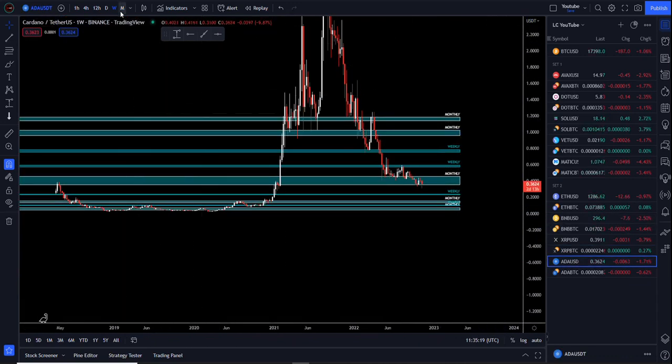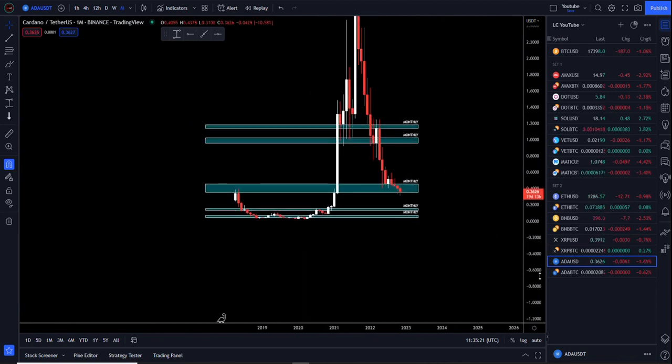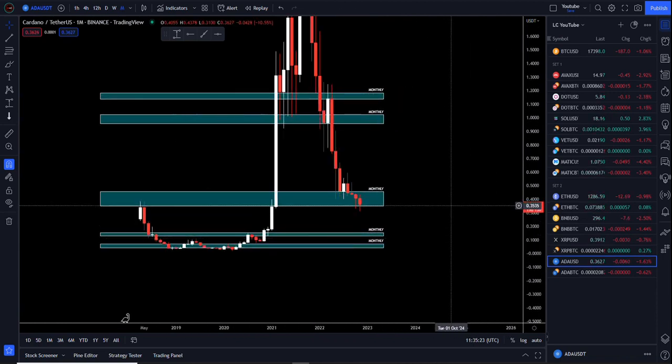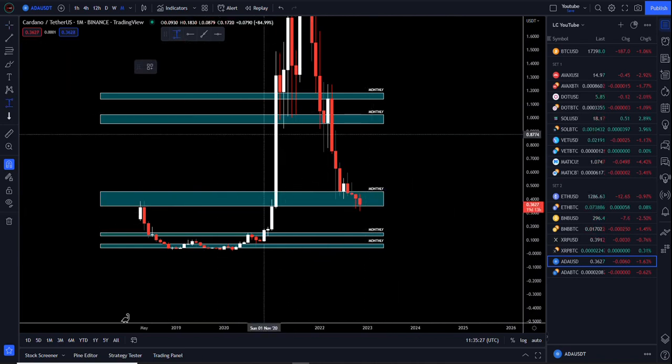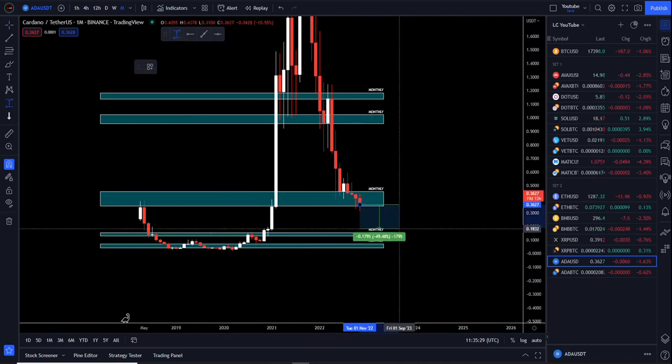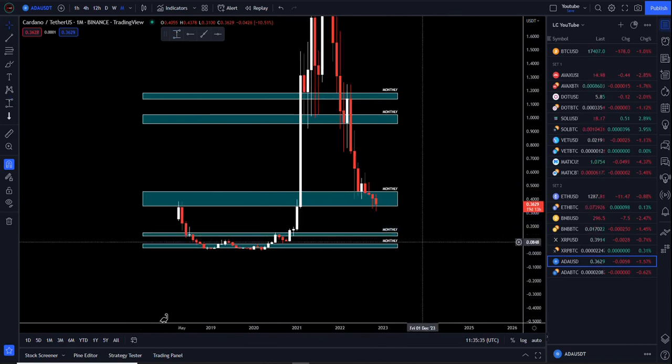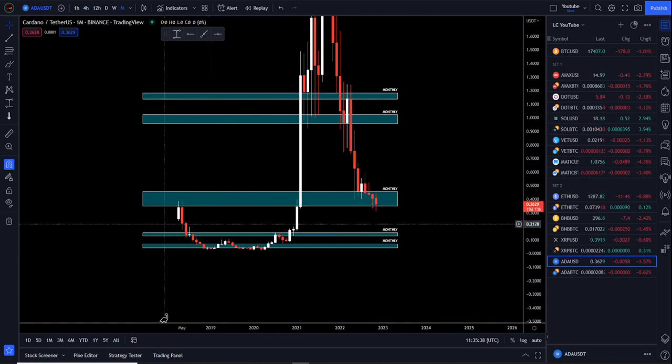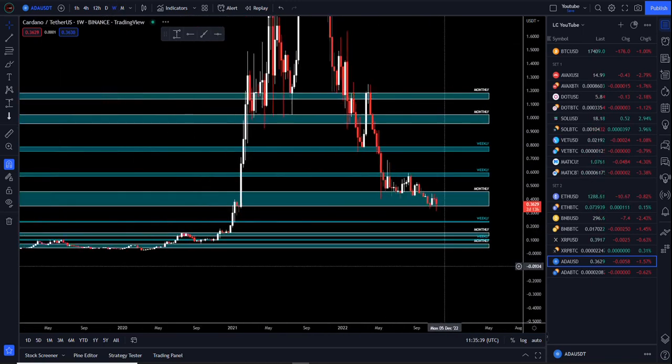Finally, ADA. This one's still sitting in this monthly, right at the bottom of this monthly support zone at 35 cents. Break that and you could see a real big drop from ADA. You could see it come all the way down to about 15 cents, so it could be a 50% drop. Potentially, as you can see, there's nothing but air here on the monthly time frame. If we go to the weekly, there's a bit more support.